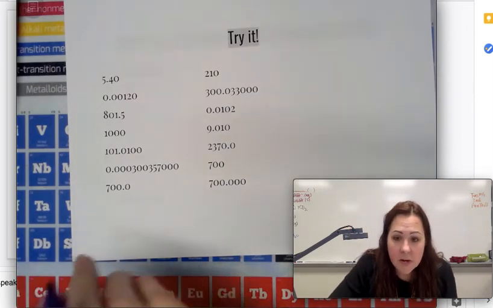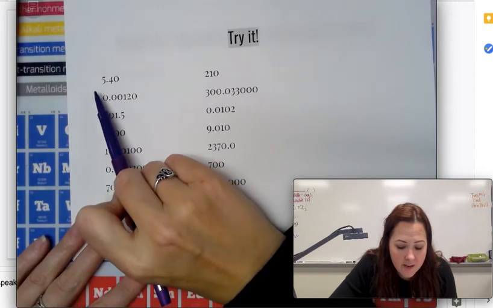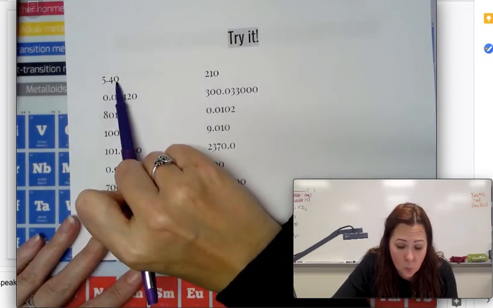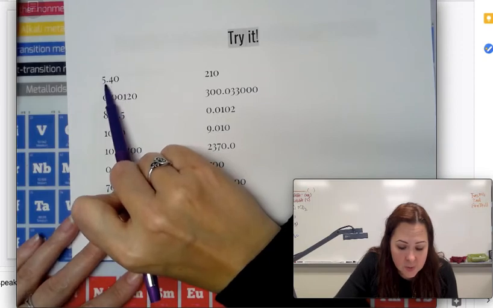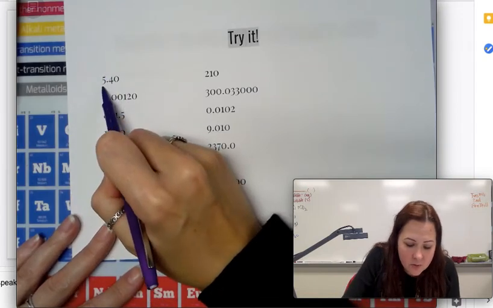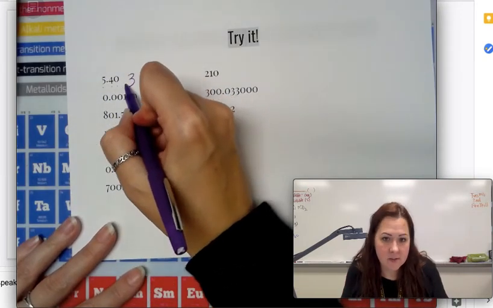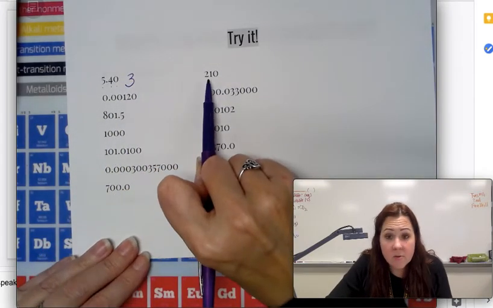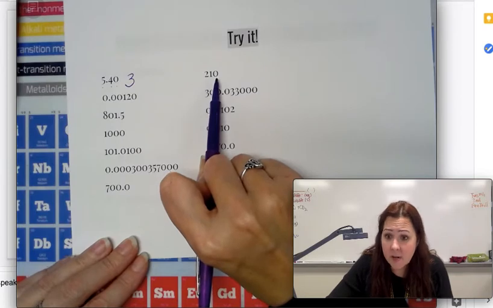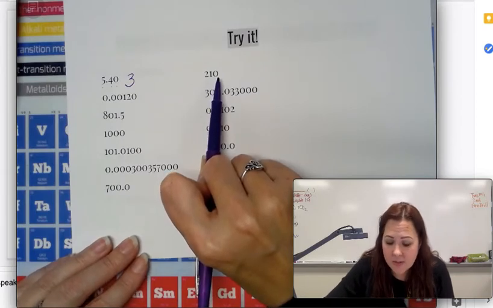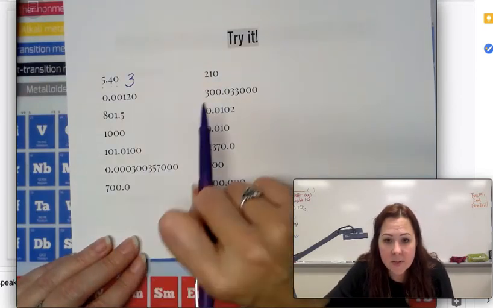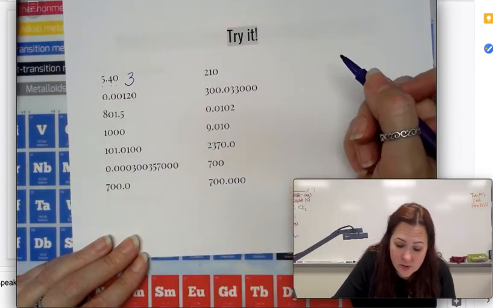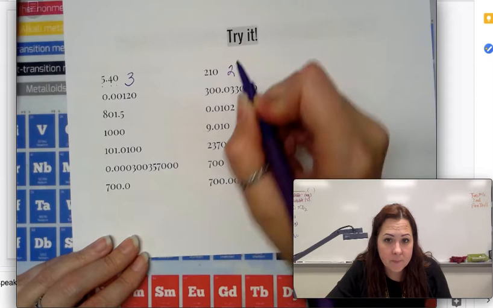So this one, kind of putting all those rules together. 5.40. The 0 is the end of a number and counts when there's a decimal place present. So I count the 5, the 4, the 0. That number has 3 SigFigs. The next one over here, that 0 does not count. It's necessary to write, but that 0 doesn't count because there is no decimal place written. So the 2 and the 1 are the only SigFigs that are there. So that one has 2.